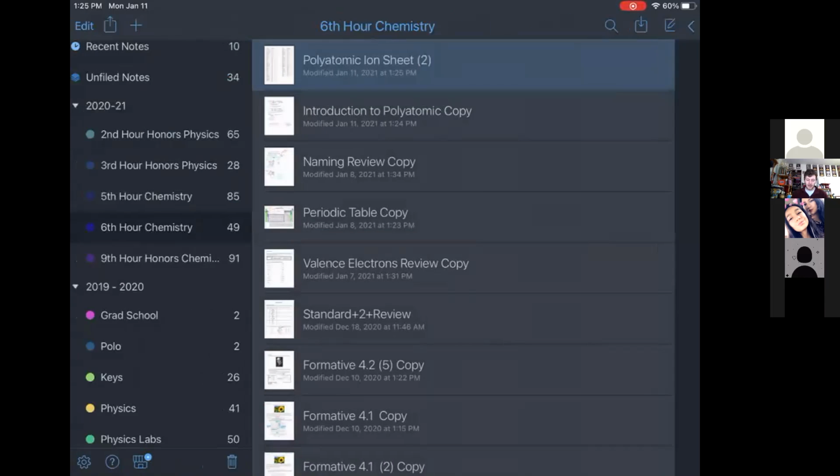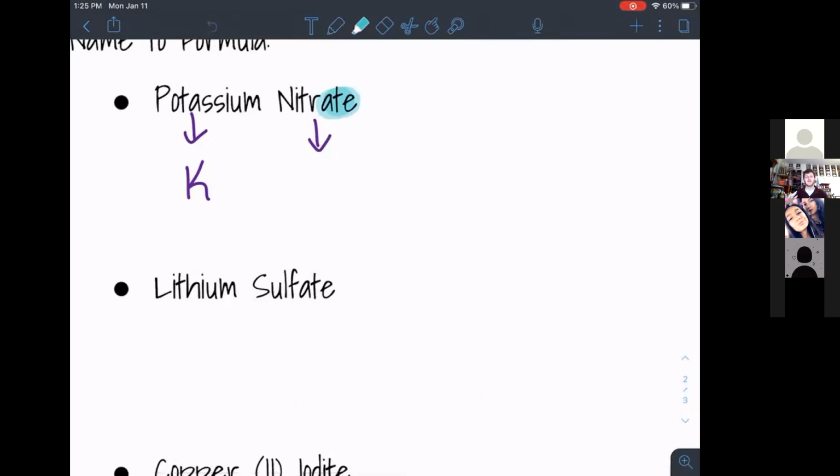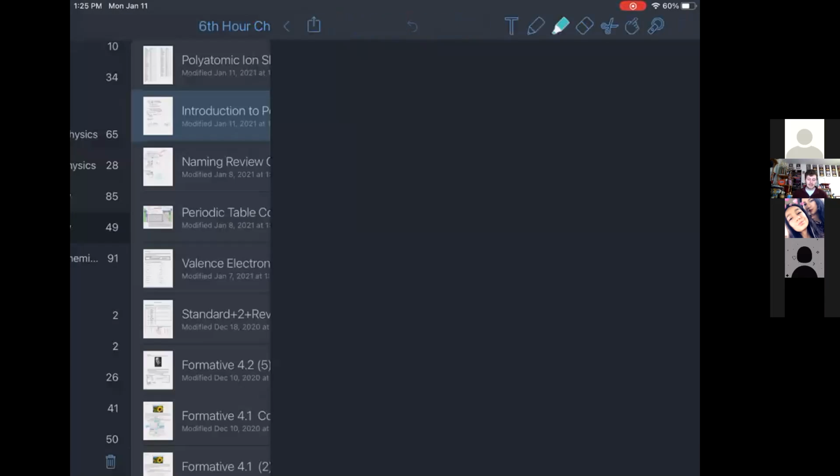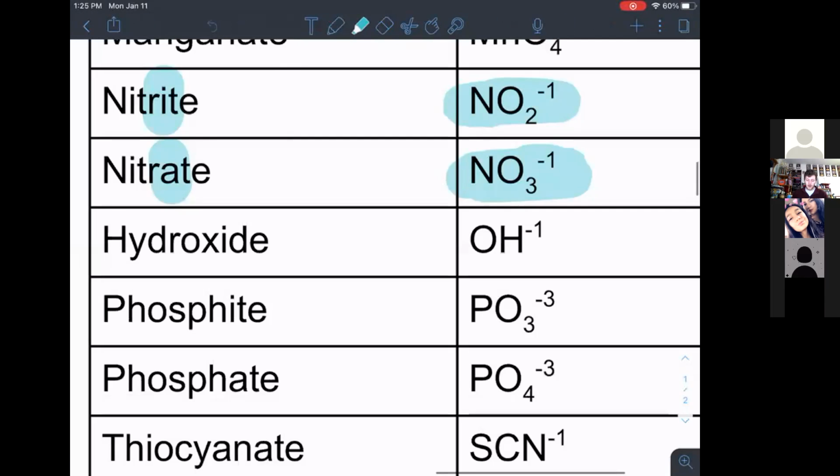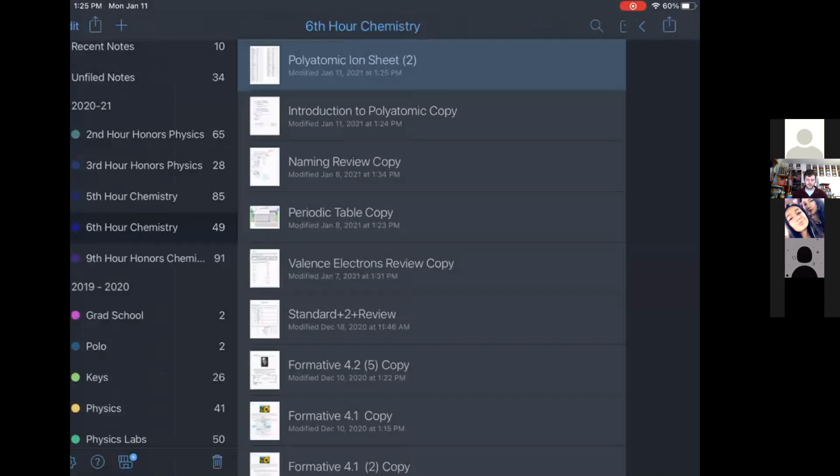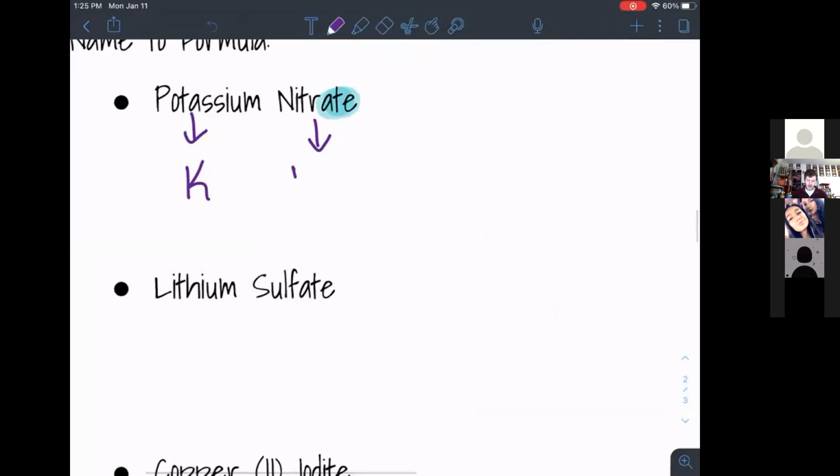So let's double check our question. Are we looking for nitrite or nitrate? Nitrate, that ATE, which means we want NO3 with that -1 charge. So I'm going to put my NO3 with a -1 charge.